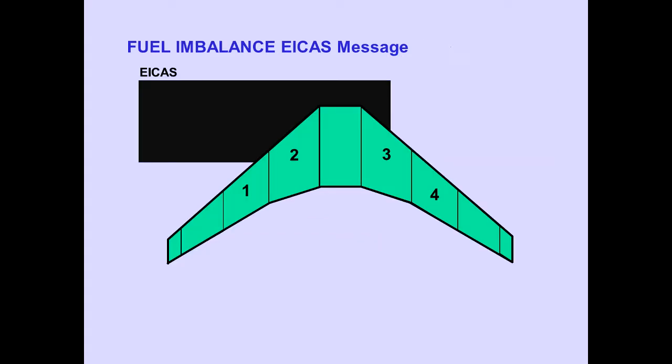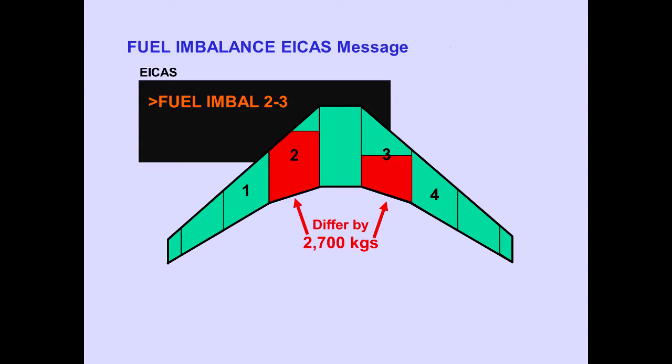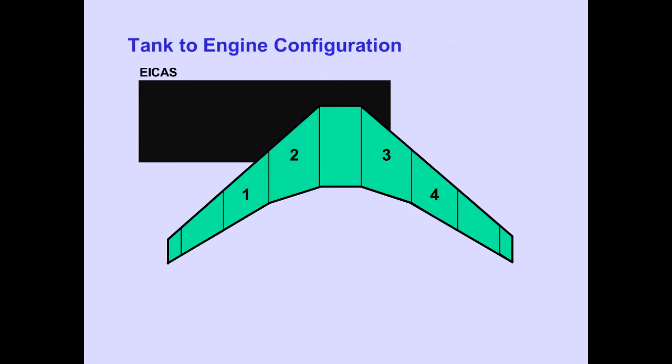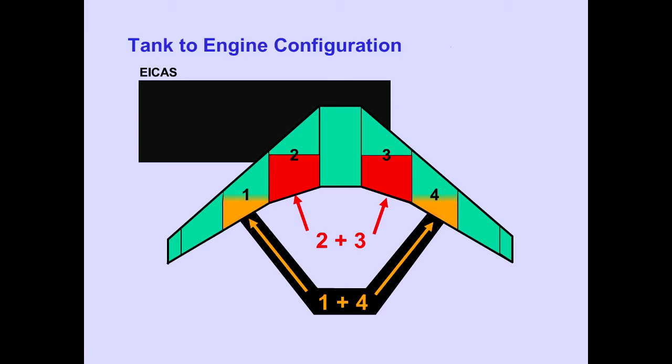The ICASS advisory message, fuel imbalance, is displayed when tanks 2 and 3 have a fuel difference of 2,700 kilograms, or when main tanks 1 and 4 have a fuel difference of 1,300 kilograms, or after the tank to engine configuration is established and the total of the inboard main tanks differs from the total of the outboard main tanks by more than 2,700 kilograms.